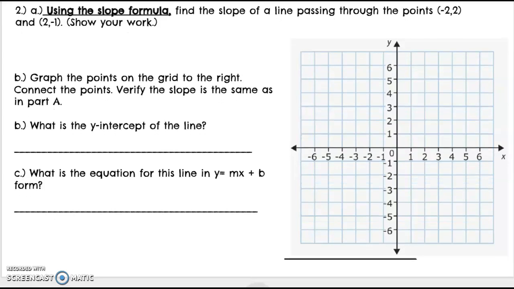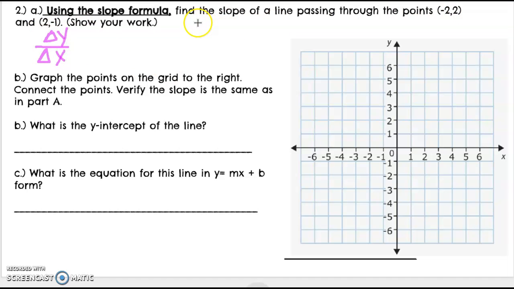The second one says, using the slope formula, find the slope of a line passing through the points (-2, 2) and (2, -1). Show your work. Well, this is what we've been doing in class, okay? So we've been doing the slope formula that looks like this. It's change in y over change in x, because we all know that that is rise over run. And rise deals with the y coordinates, x deals with the run, right? So here we go. Looking at these 2 points, I'm going to focus only on my changes in y.